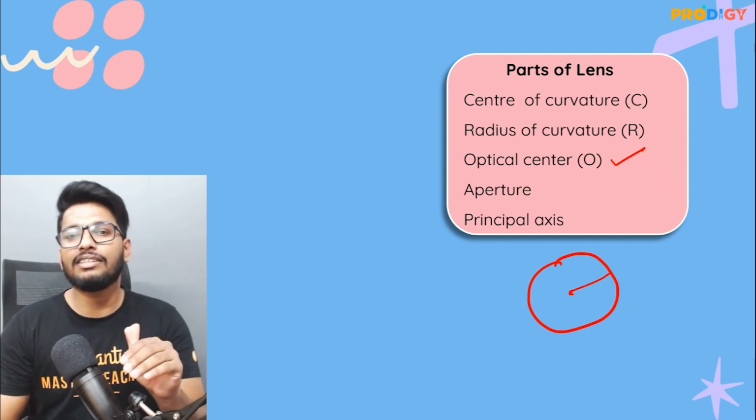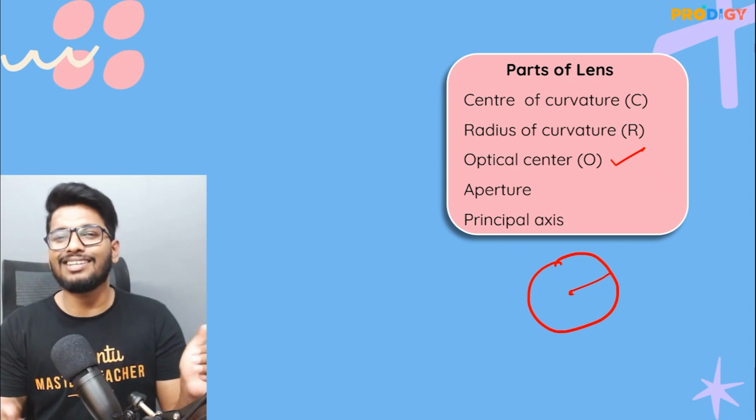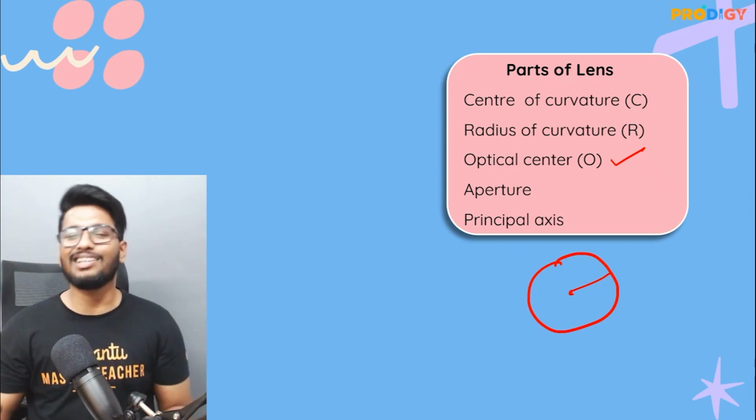Simple. Optical center is what? The midpoint of the lens. Pole is the midpoint of the mirror. Optical center is the midpoint of the lens. That's all. Kal khatam, dukaan band.